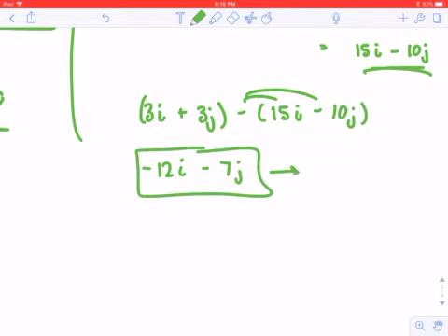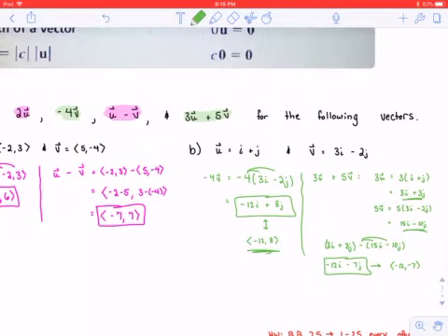And again, as a reminder, I want you to write it how I have it, unless I tell you specifically. But otherwise, just know that this vector in component form is negative 12, negative 7. If you had to go graph it, you can kind of look at it that way. So that is the basics of vectors, just some basic operations.